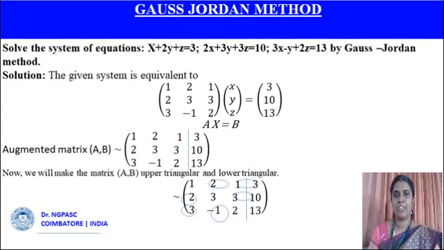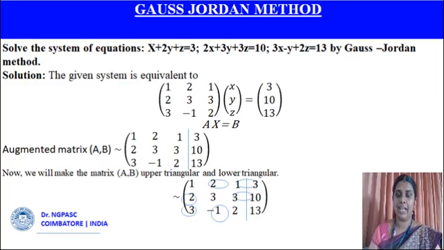So the example here is x plus 2y plus z is equal to 3, 2x plus 3y plus 3z is equal to 10, 3x minus y plus 2z is equal to 13. We have to solve this by Gauss-Jordan method. So rewrite the given equation in matrix form first: the coefficient matrix A, the unknown matrix X and the right hand side B. Now write the augmented matrix A comma B: 1, 2, 1, 3; 2, 3, 3, 10; 3, minus 1, 2, 13. So this is your augmented matrix.